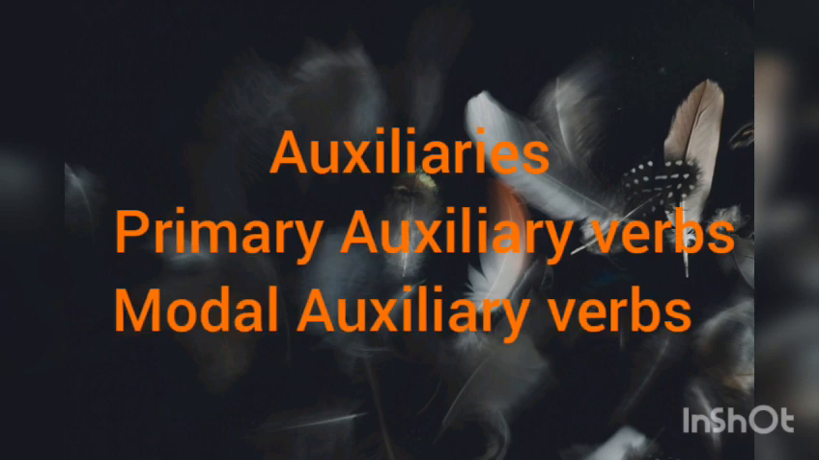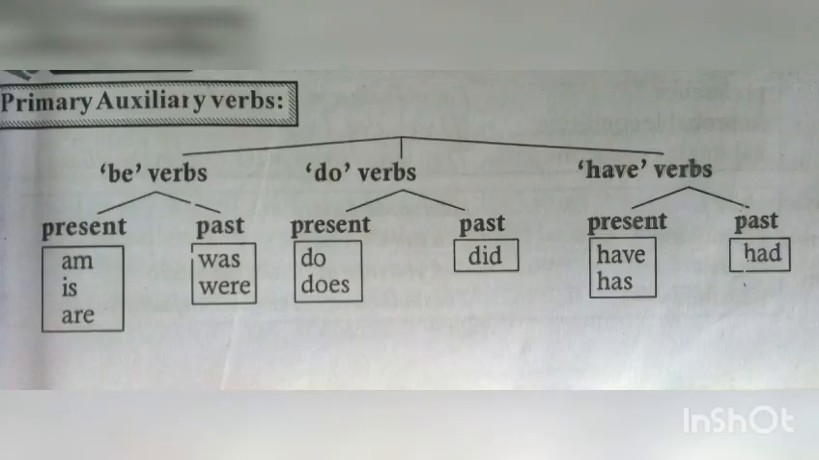Now let us move on to the auxiliary verbs, the two types: primary auxiliary verb and modal auxiliary verb, right? The primary auxiliary verbs we can divide into be verbs, do verbs and have verbs. In be verbs, we have present tense and past tense. Am, is, are denote present tense, and past tense is was and were. In the do verbs, present tense do and does, past tense did. And in have verbs, present tense have and has, past tense had. Are you clear?